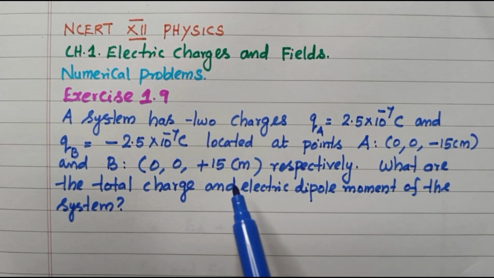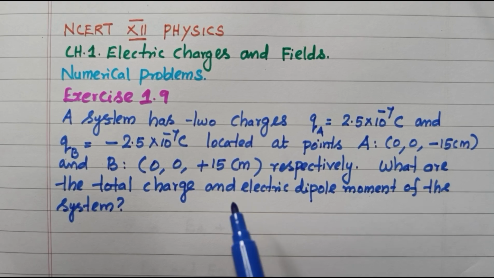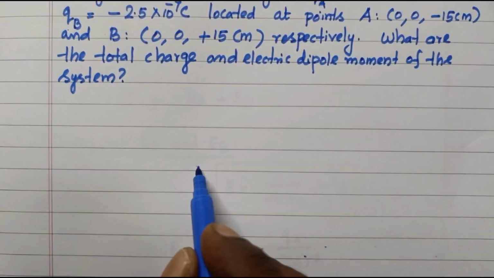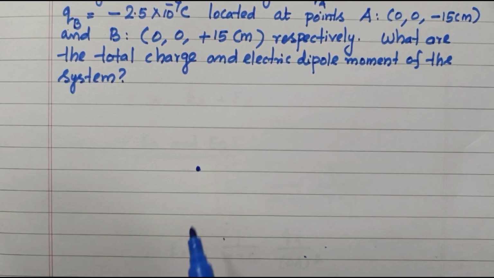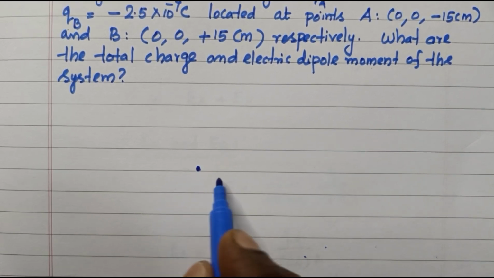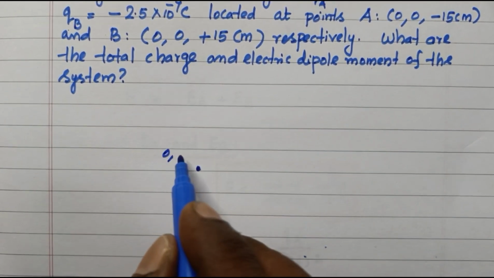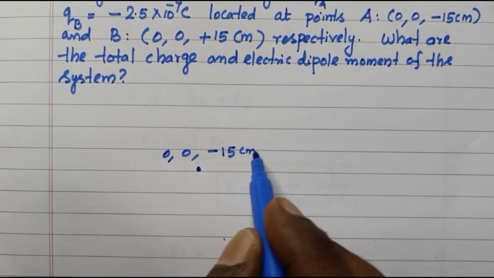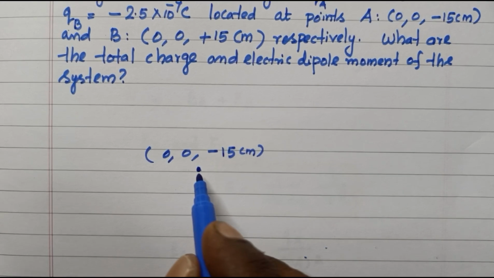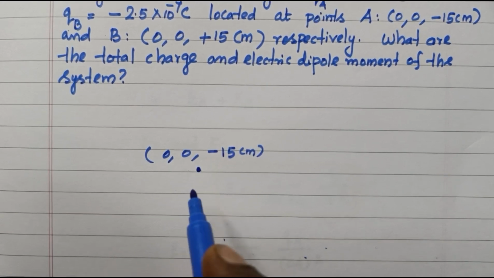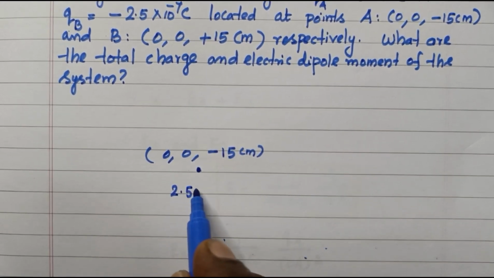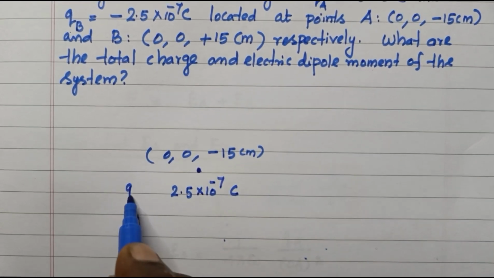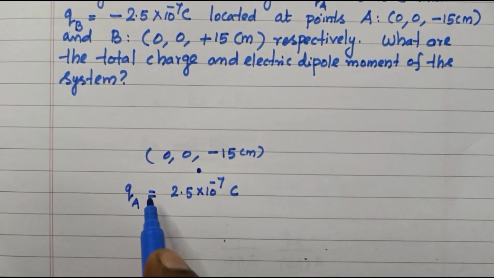இந்த வீடியோல இந்த ப்ராப்ளமை எப்படி சால்வ் பண்றது அப்படினு பார்க்கலாம். முதல்ல நமக்கு என்னென்ன டேட்டா கொடுத்திருக்காங்க அப்படினா, now let us consider this is point A. இந்த point A உடைய position coordinate கொடுத்திருக்காங்க 0 0 minus 15 centimeter. இந்த பாயிண்ட்ல ஒரு சார்ஜ் லொகேட் ஆயிருக்கு. அந்த சார்ஜினுடைய வேல்யூ 2.5 into 10 to the power minus 7 coulomb. Let this is Q suffix A.